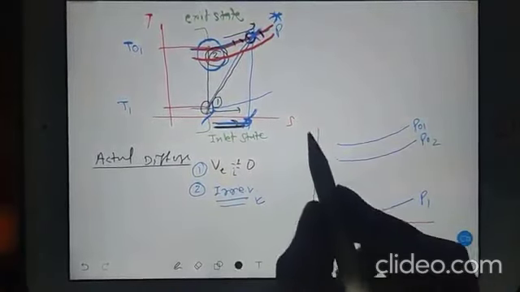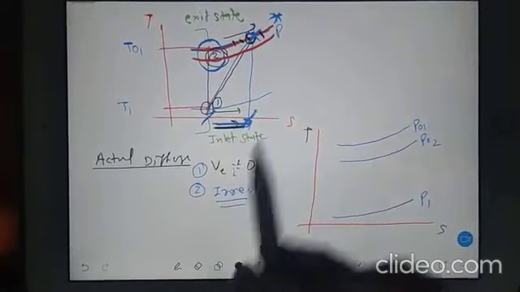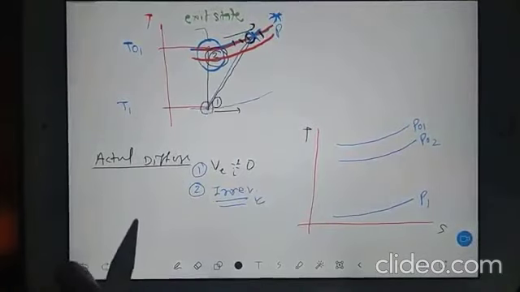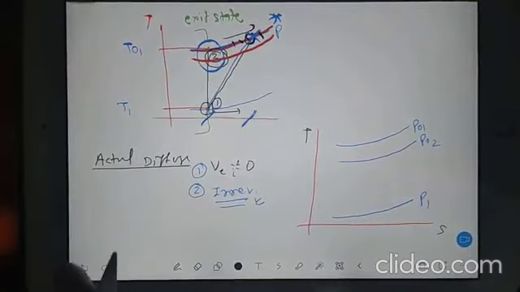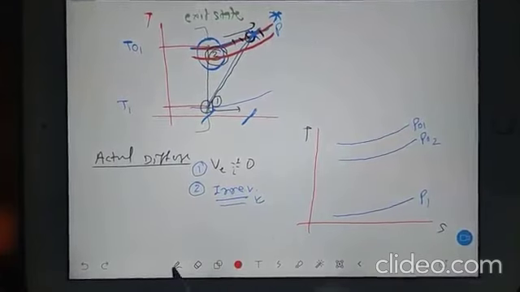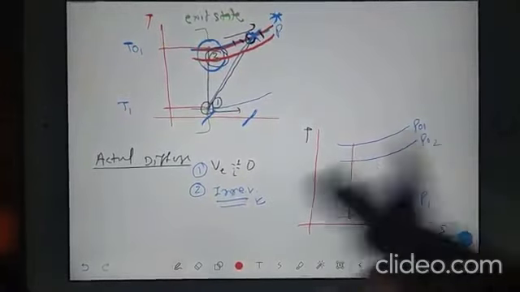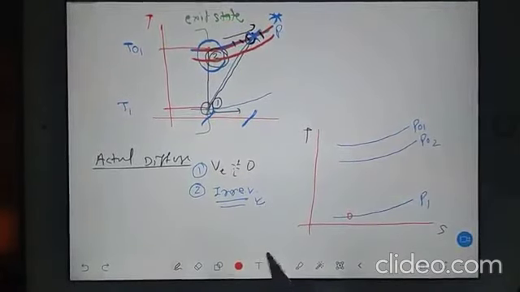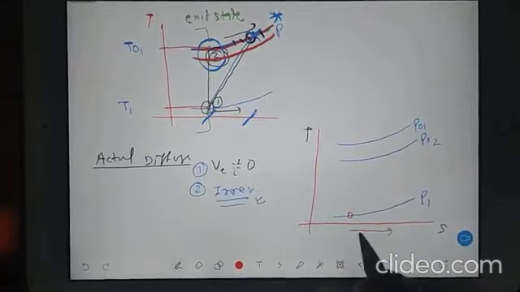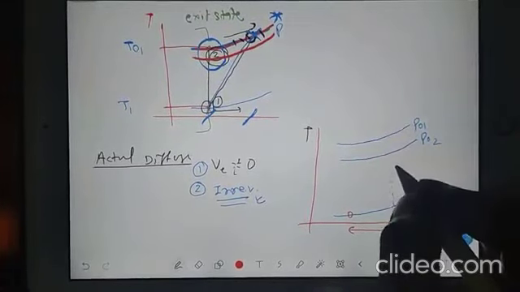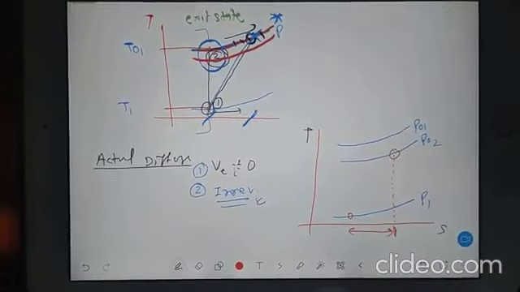If I am forgetting this TS, you should write T and S. Every time, if I am missing, you should write TS. I should not erase this. So what I am saying, in case of ideal, you will start from this state and go here, but you are actually not going there. According to the change in entropy, like how much entropy you have changed, you will go to that point P02.